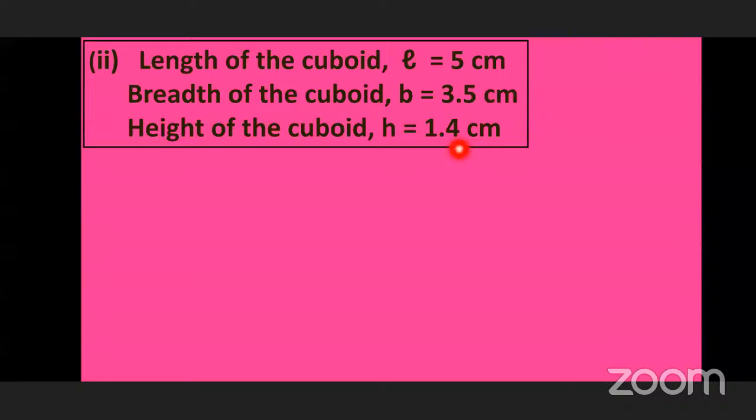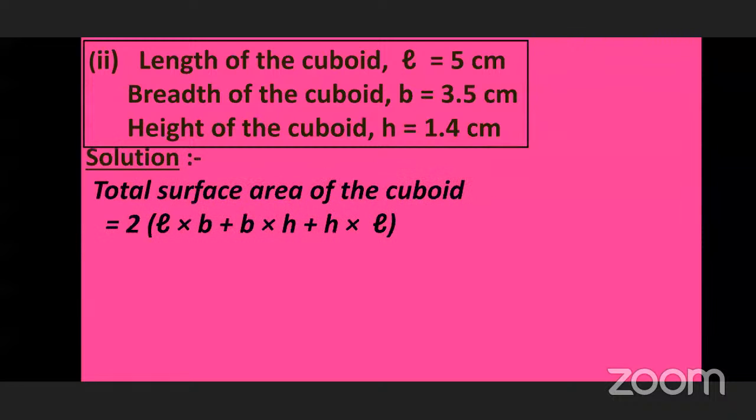And what we are supposed to find out, children? Total surface area of the cuboid. Yes, we have to find out the total surface area of the cuboid. And the formula is here: 2 times length and breadth plus breadth and height plus height and length.